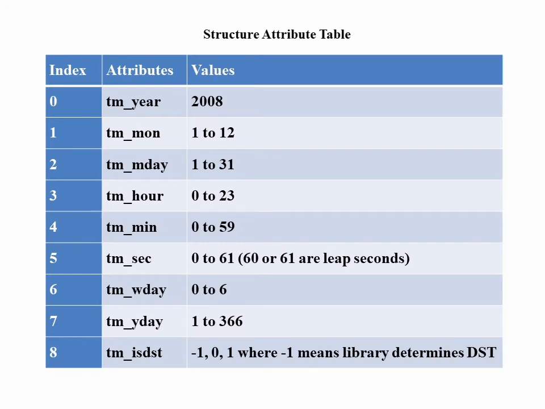So this is the structure attribute table. You can see here there are three columns. The first column indicates the index, the second one is attributes, and the third is values.